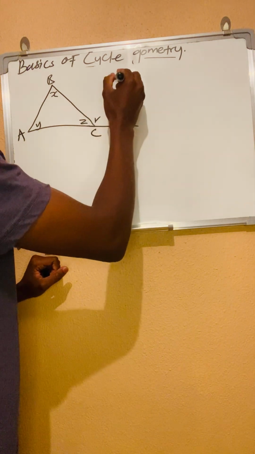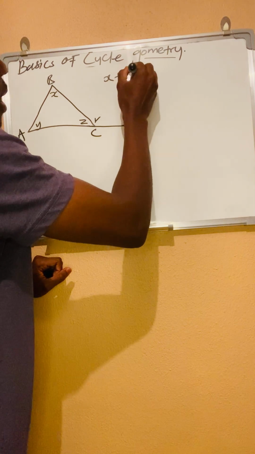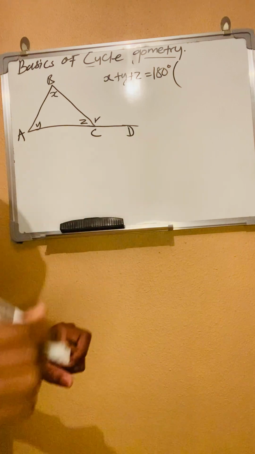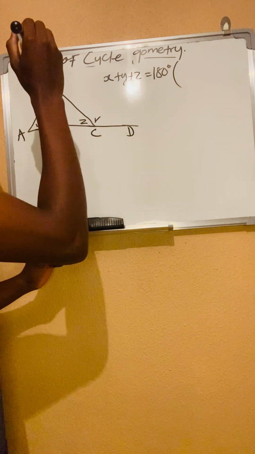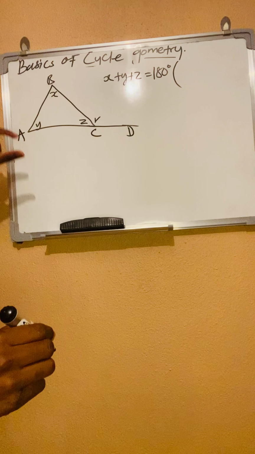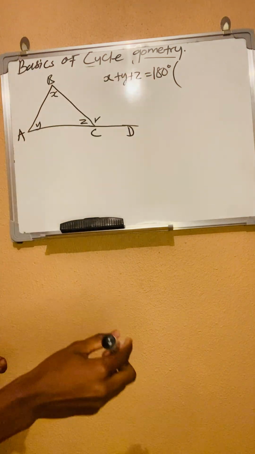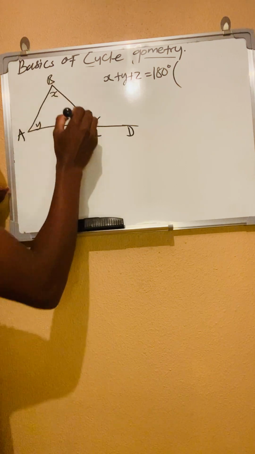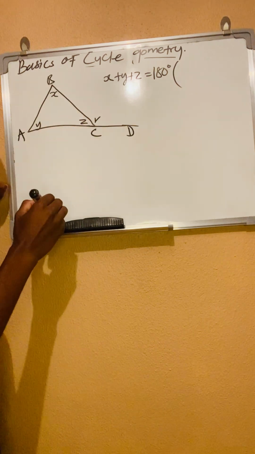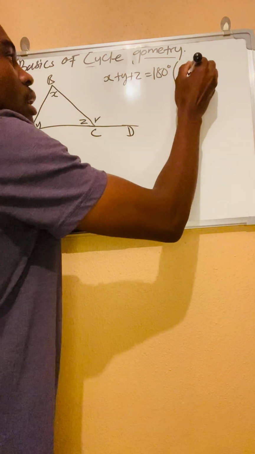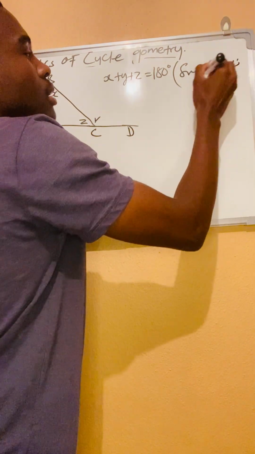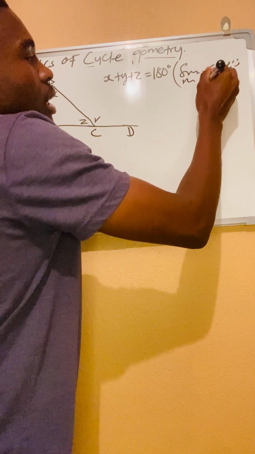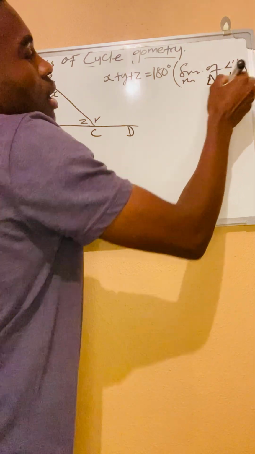You can just say X plus Y plus Z is equal to 180 degrees. Reason: sum of interior angles of a triangle is equal to 180 degrees. The sum of all these angles, when you add them inside this triangle ABC, is equal to 180 degrees. Sum of angles in a triangle is equal to 180 degrees.